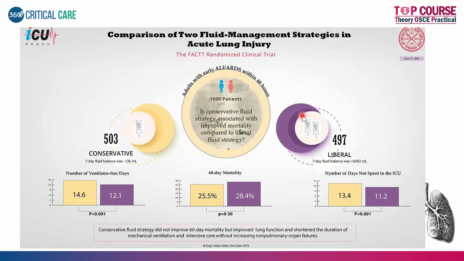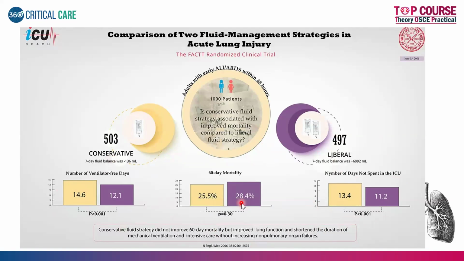If you see the outcome, despite the stark difference in the 7-day fluid balance, they did not show any improvement in the 60-day mortality. But having said that, it showed that conservative fluid management actually had better ventilator-free days. The p value is less than 0.001 for ventilator-free days, and the number of ICU stay days was also lesser in the conservative group as compared to the liberal group. The only issue is with the overall mortality, with the p value being insignificant.